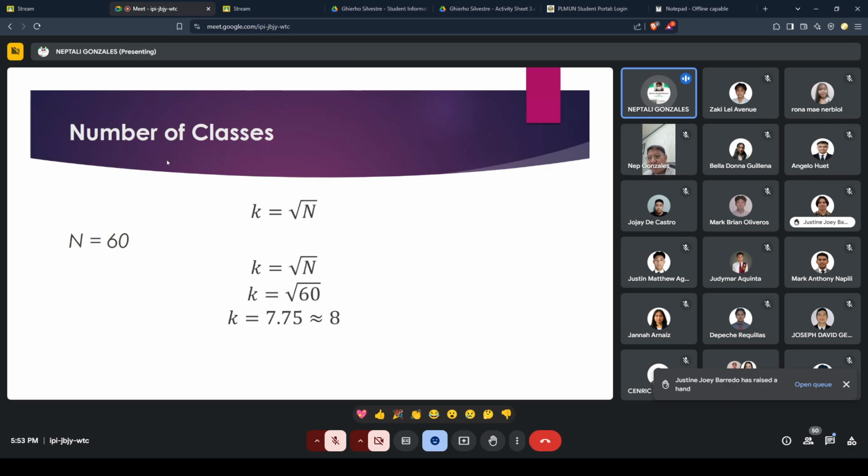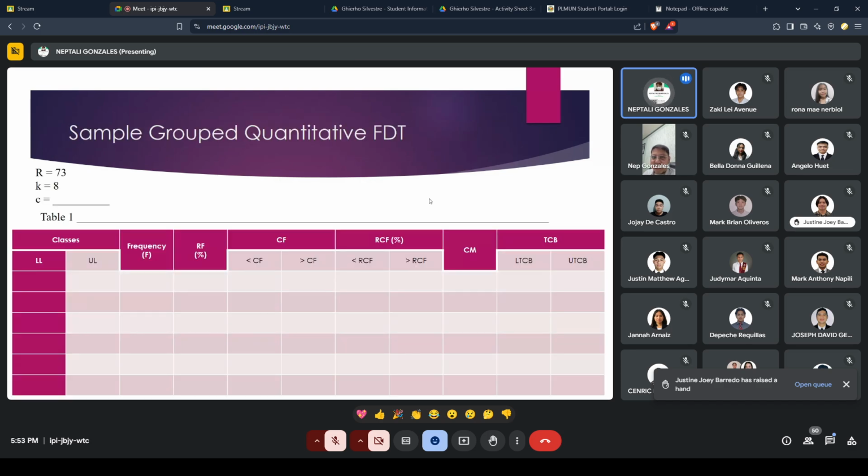7.75 or approximately equal to or rounded off to 8 because the K must be rounded off to the nearest whole number. So therefore, K is approximately equal to 8. Then you will write the K here, 8. So your range is 73. Your number of classes will be 8.